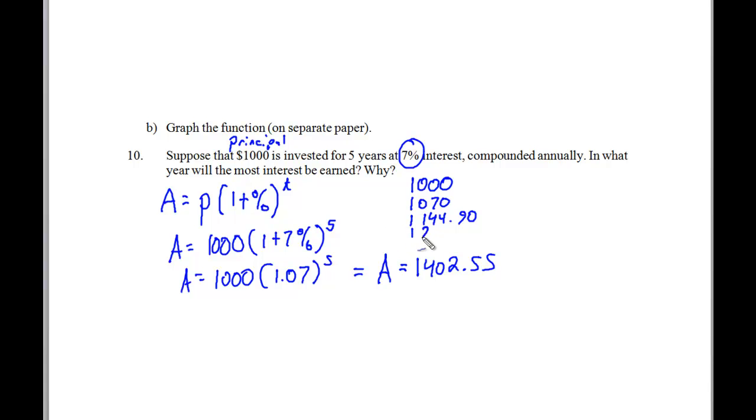In the third year, I'd have $1,225.04. So there's my third year. Now I'm going to go to my fourth year, and my fourth year is $1,310.80, and I'm making the most jump between the fourth and fifth year, because every single year I'm earning interest upon the previous year's interest. So even though, to the naked eye, this is going to look flat, over the long haul this is going to be an exponential growth.